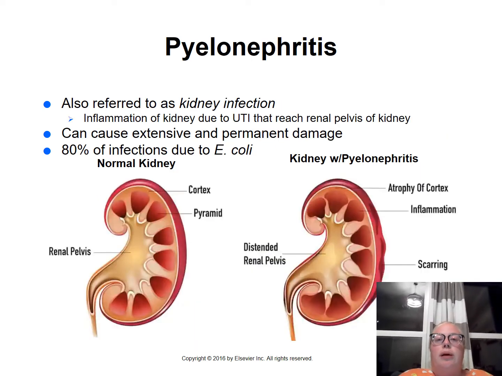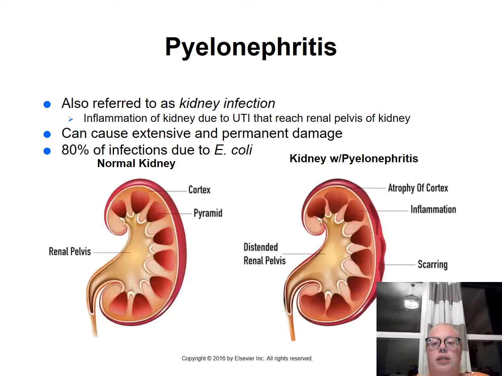Okay, we talked a little bit about pyelonephritis in lab. You should all know by now that pyelonephritis is an infection of a kidney. Could be one or both kidneys that are involved. The same organisms that are responsible for most cases of cystitis that we just talked about in the previous slide are also typically responsible for pyelonephritis. The thing about pyelonephritis is, if it's left untreated, it can cause extensive and permanent damage to the patient's kidneys.